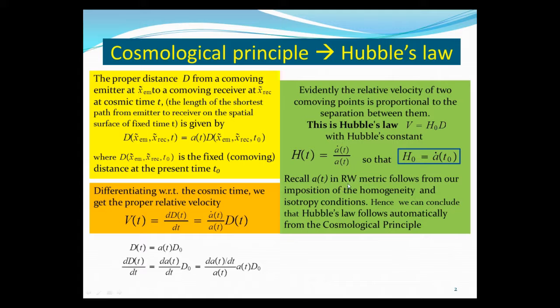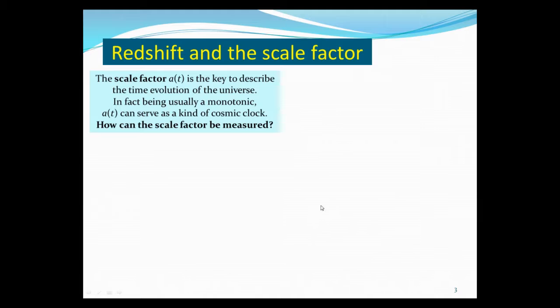Remember we said the Robertson-Walker metric follows from imposition of the homogeneity and isotropy conditions, so we can conclude Hubble's law follows automatically from the assumption of homogeneity and isotropic space, as in the cosmological principle. So the scale factor is key in describing the time evolution of the universe. In fact, because it usually is monotonic, it can serve as a kind of cosmic clock.